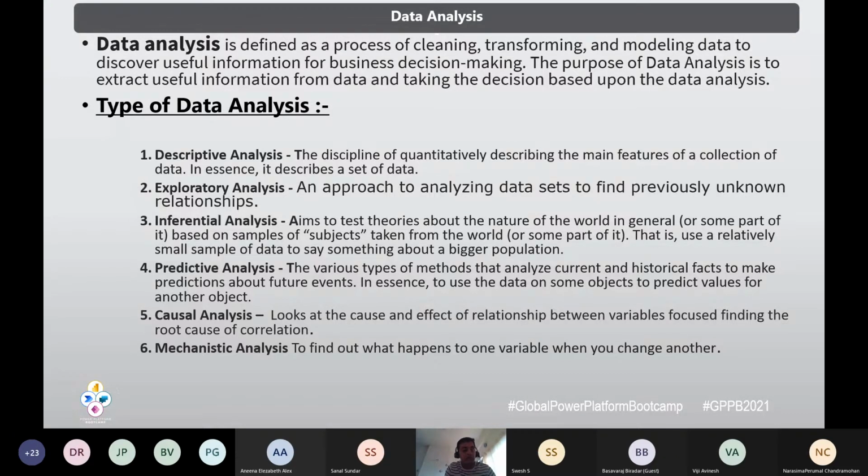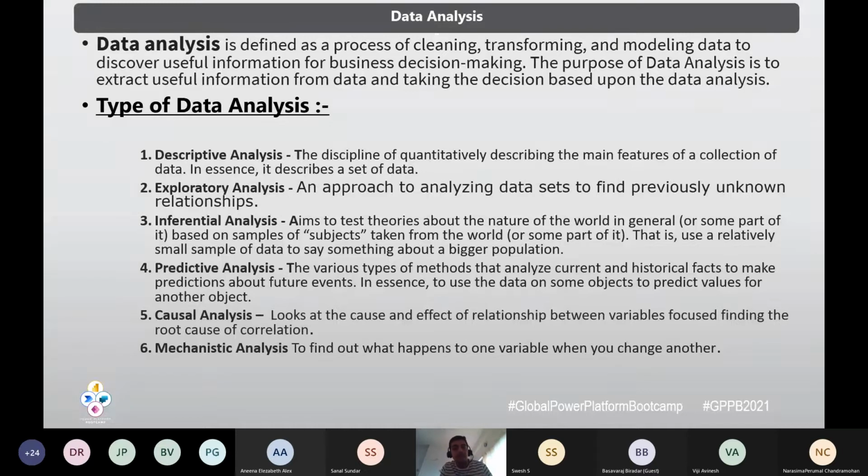What kinds of data analysis do we have? The types of data analysis are: descriptive, exploratory, inferential, predictive, causal, and mechanistic analysis. Let us have one line for each of them, and then we go on to the real stuff. I'm going through this so that people at least understand what kind of analysis exists and what the possibilities are in Power BI.